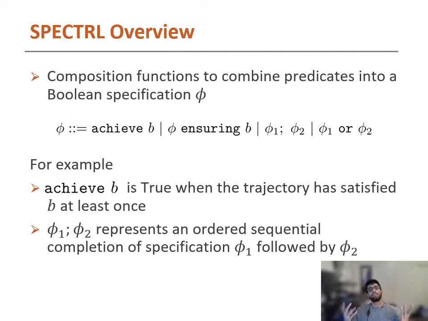Now, to make these predicates into more complicated specifications, we have functions such as achieve and ensuring, and semicolon being sequential, as well as or being choosing between two specs. As an example, achieve B is true when B is satisfied for the current trajectory at least once. Phi1 semicolon phi2 is a sequential specification. This means phi1 is satisfied and then phi2 is satisfied for this trajectory.